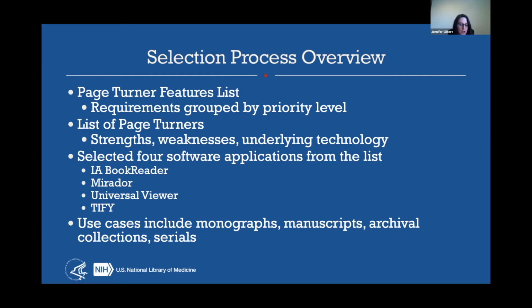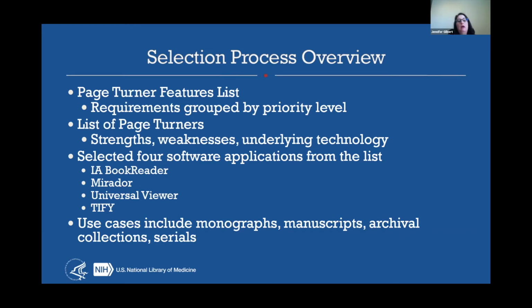Then group members added a list of their favorite applications and noted the strengths and weaknesses. We discussed the list as a group and settled on 4 top picks. Our developer on the team did a technical review of these to make sure our choices were feasible within our established infrastructure. We included IA Book Reader because we are familiar with it and we have done some custom coding, Mirador, and Universal Viewer. TIFY was eliminated at this point because of the lack of search functionality.